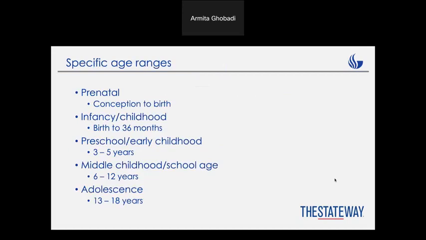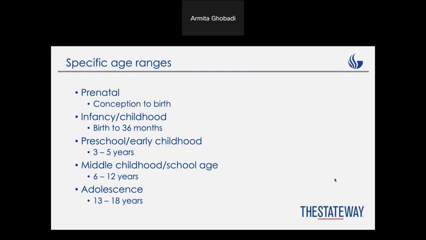So now let's talk about the specific age ranges. Whenever we're going to talk about developmental psychology, we have to understand age ranges as well. The first part is prenatal development. It is about conception to birth. The second one is infancy or childhood. It is all about birth to 36 months, which gonna be 3 years old. Preschool and early childhood gonna be 3 to 5.